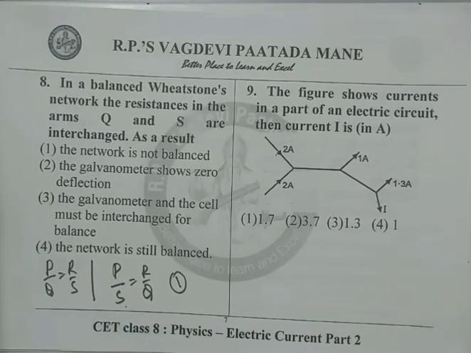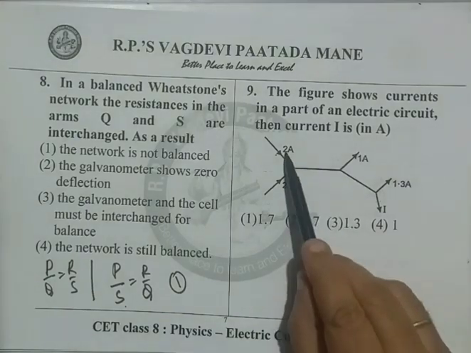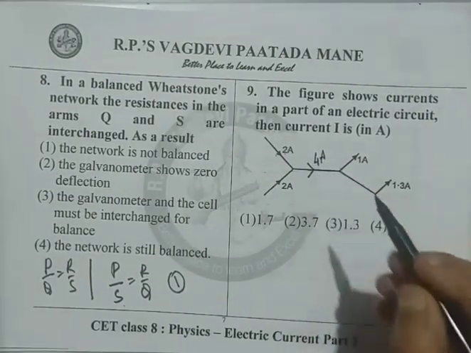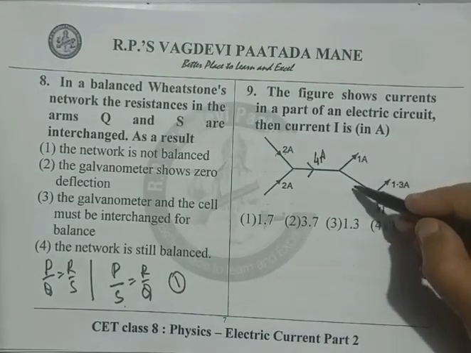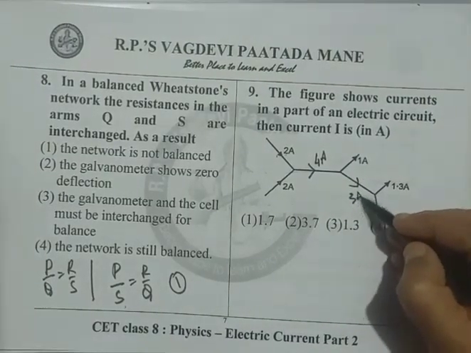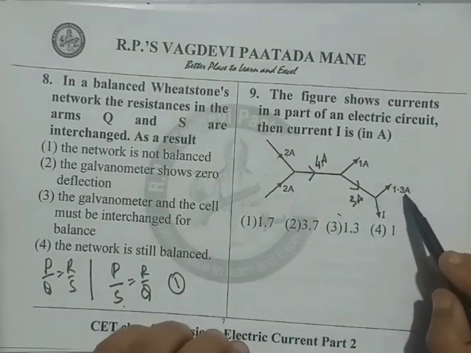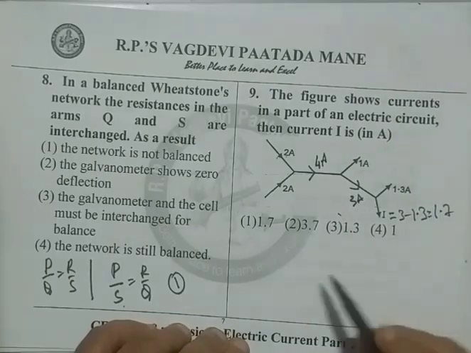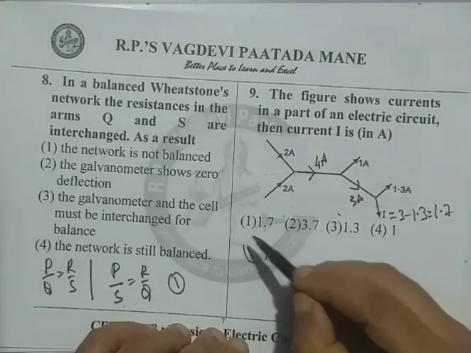In the 9th question, the figure shows currents in a part of an electric circuit. Then current I is, in fact, observe, this is a Kirchhoff's current law problem or junction rule problem. Very simple. Here 2 ampere and 2 ampere amount to 4 ampere. Out of this 4, 1 ampere goes there. Here 3 ampere is left. Out of 3, 1.3 goes there. I equals 3 minus 1.3, which is 1.7. So option 1 is correct.